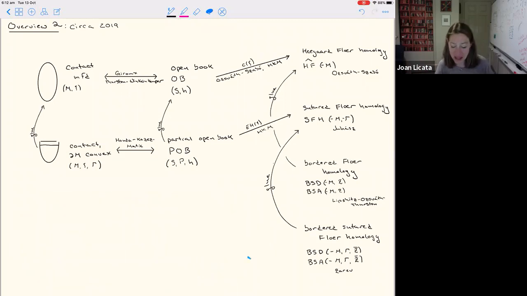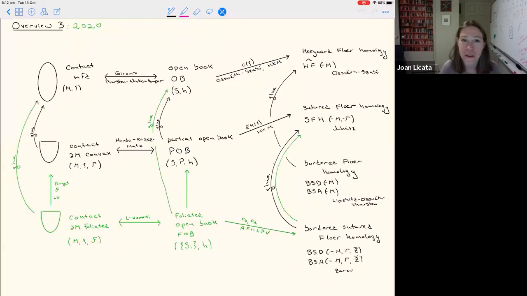So one of the main things I want to do in the talk today is try to fill in this space. So this is sort of the lay of the land as of 2019. And I think we can all agree the biggest difference between 2019 and 2020 is the addition of new techniques for studying contact manifolds. Not much else has changed. But the work I want to talk about today is what appears in green here.